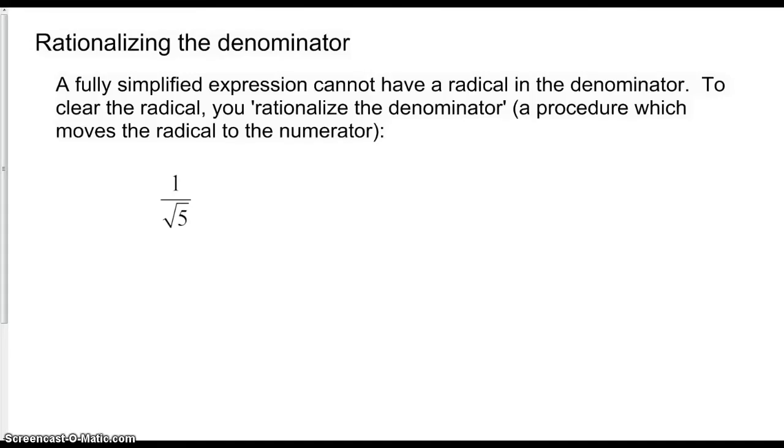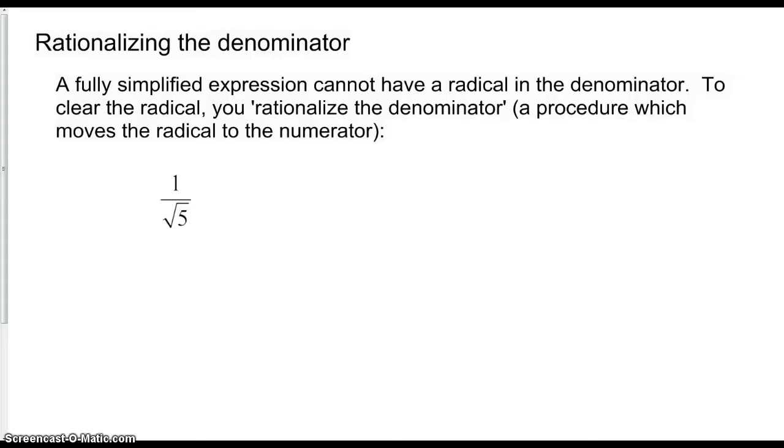Now we've got to talk about what happens to get simplification if we have a fraction, but we have a radical in the denominator. A fully simplified expression cannot have a radical in the denominator. To clear that radical, you do a procedure called rationalizing the denominator. What this procedure does, effectively, is it moves the radical from the bottom of the fraction, the denominator, to the top of the fraction, the numerator.